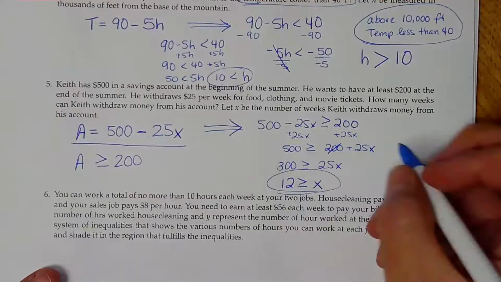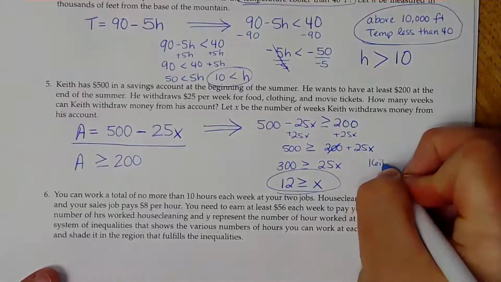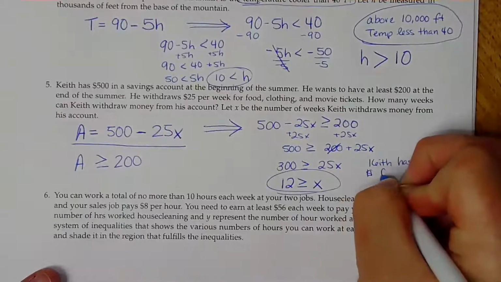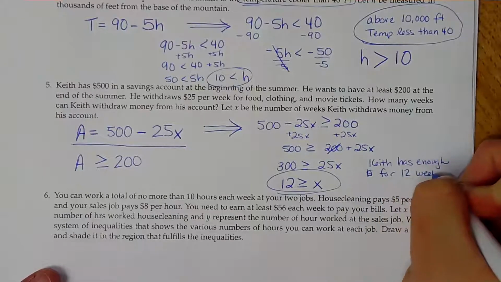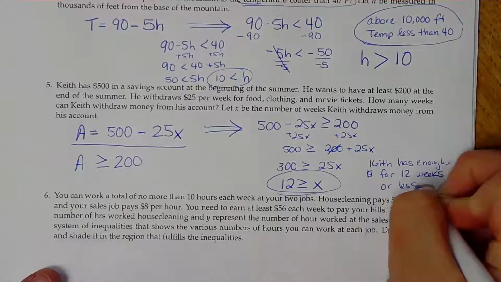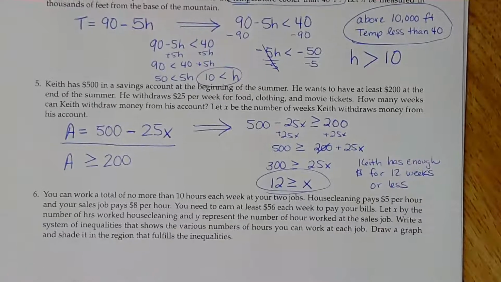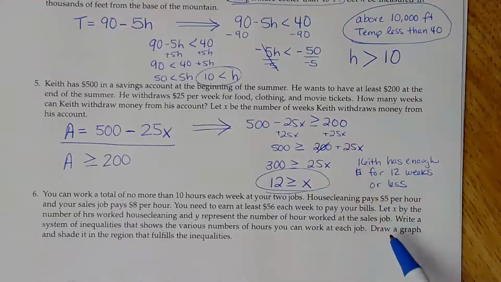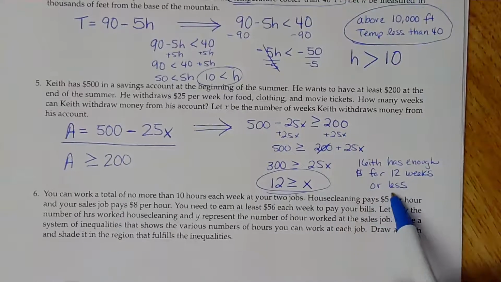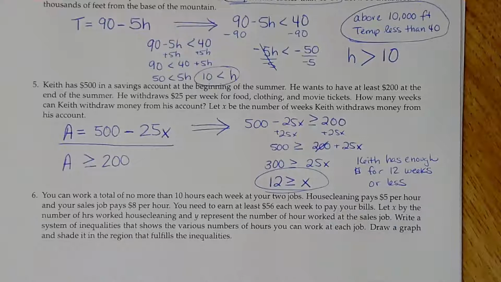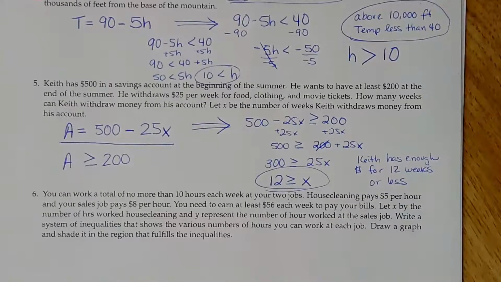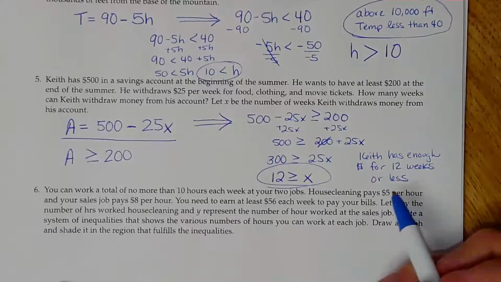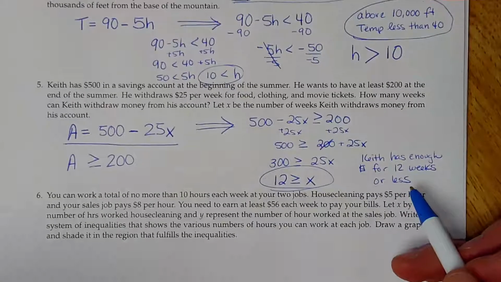So this means that Keith has enough money for 12 weeks or less. Right? And that makes some sense. So here we were looking at more than, right? Above 10,000 feet. Here we're looking at less than, because if he went more than 12 weeks, if he just went on and on forever, just always taking $25 out each week, he's going to run out of money and then his bank account is going to get closed for overdraft. Okay, so this answer does make some logical sense when we look at it.